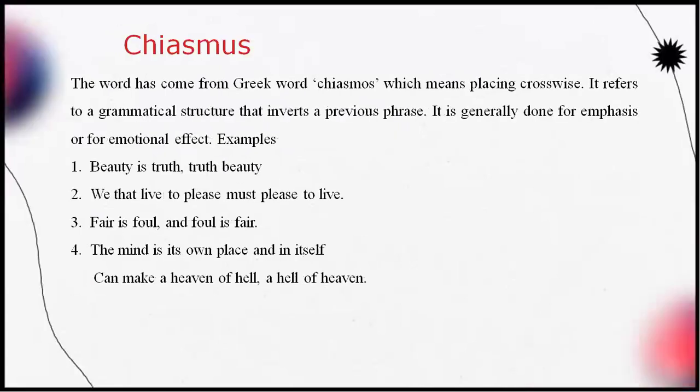Okay. Next is chiasmus. The word has come from Greek word chiasmos, which means placing crosswise. It refers to a grammatical structure that inverts a previous phrase. It is generally done for emphasis or for emotional effect. For example, beauty is truth, truth beauty. मतलब जो फर्स्ट लाइन होगी उसी को क्रॉस करके सेकेंड लाइन बना देते हैं.